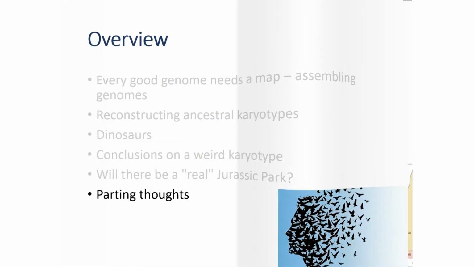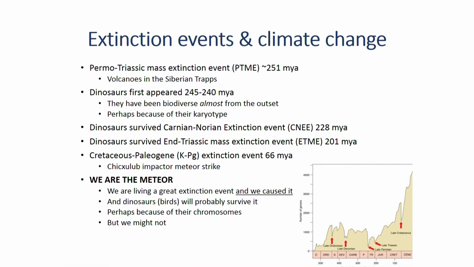So I'll leave with some parting thoughts now. Basically, we talked to you about these extinction events. The birds survived, but let's get a reality check here. We're living in an extinction event. Something like since 1970, I was reading, about 60% of species have been wiped out. But stupidly, we caused it. And the birds, perhaps because of their chromosomes, might just survive it, but we might not.